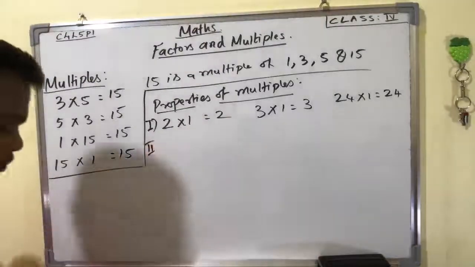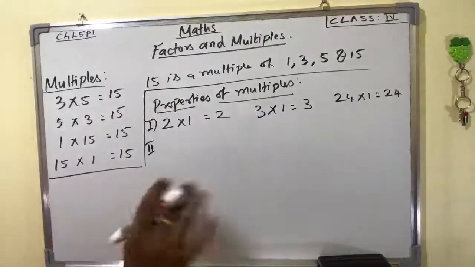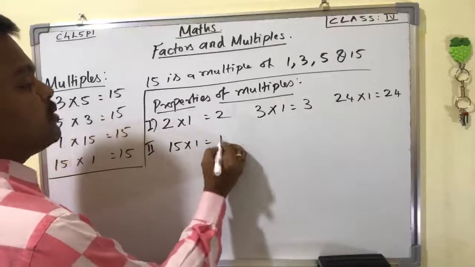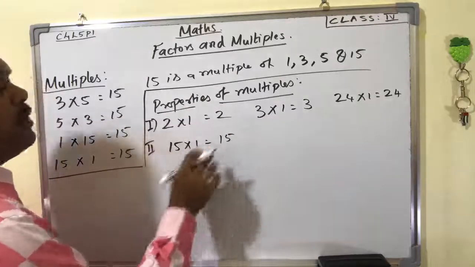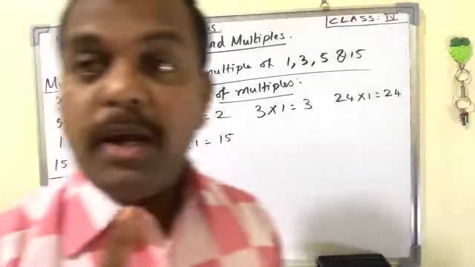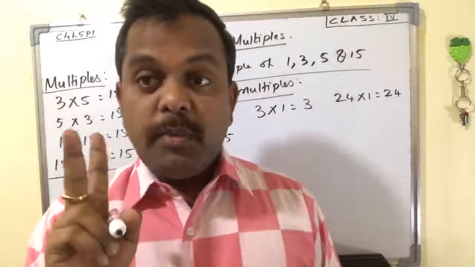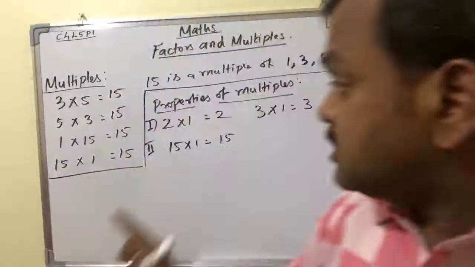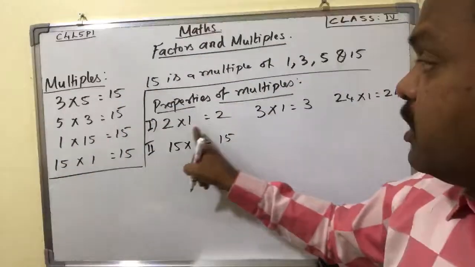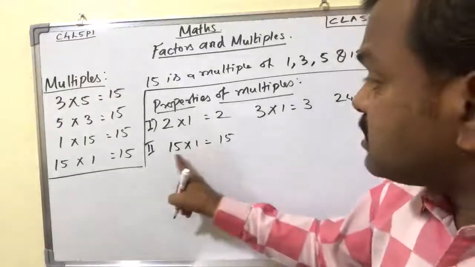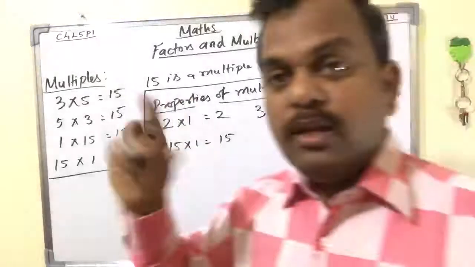Property 2. Every number is a multiple of 1. Same, 15 into 1 is equal to 15. Every number is a multiple of 1. 1 is also a multiple of all numbers. So these two properties are important. Every number is a multiple of itself: 2, 3, 24. And 1 is also a multiple of every number.